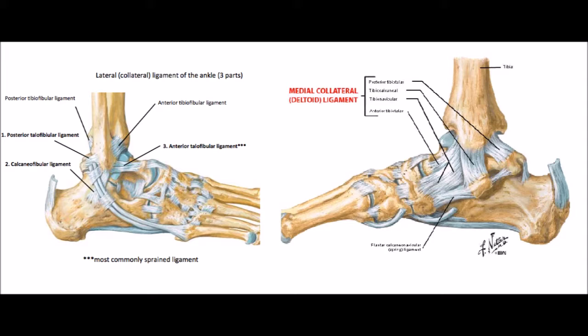The anterior talofibular ligament runs to the lateral surface of the talus. The calcaneofibular ligament runs to the lateral surface of the calcaneus, and the posterior talofibular ligament runs to the lateral tubercle of the talus.